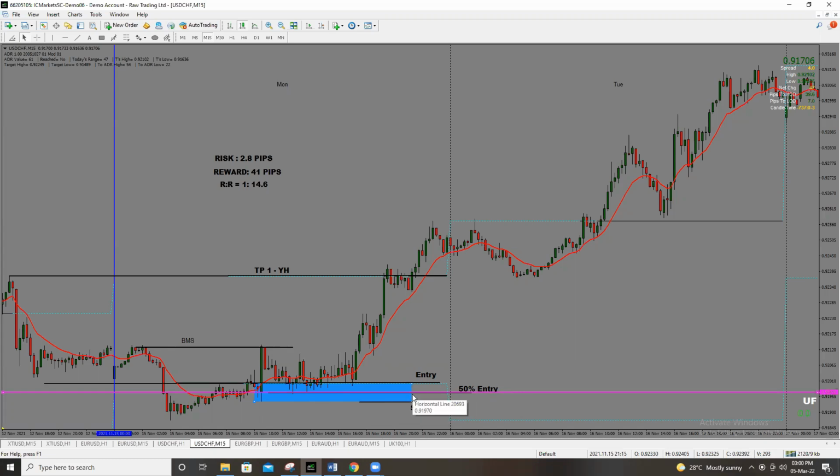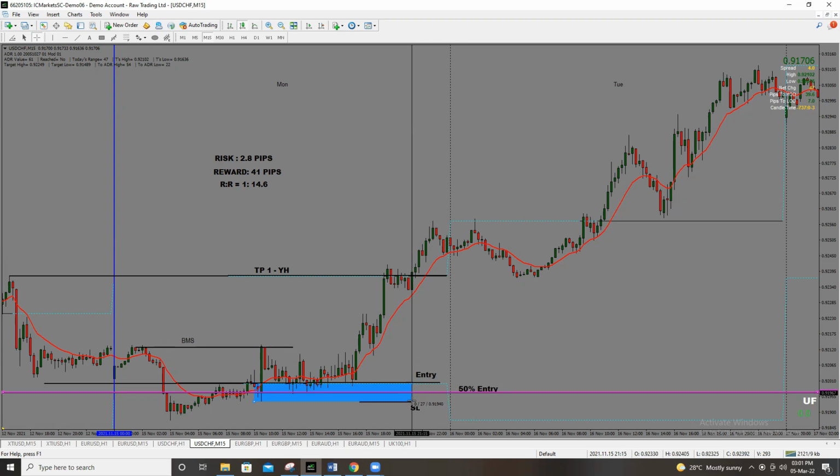So you have your stop loss for the 50%. If you're like me, you take the 50%. If you're the optimal kind, you can have your stop loss here. So let's work with the 50%. If the entry is there, how much is your stop loss? You have a 2.8 stop loss, meaning you're risking 2.8 pips.